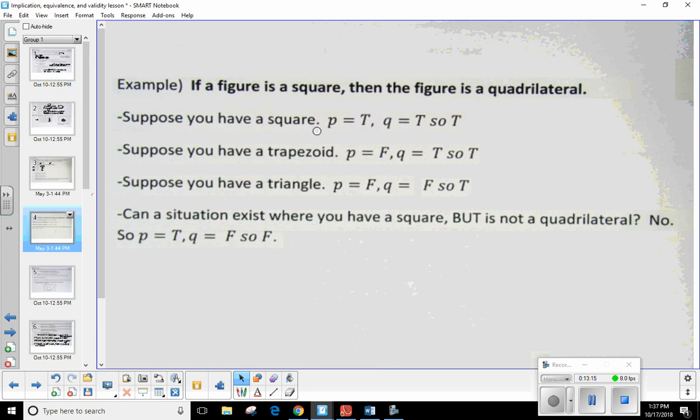Suppose you have a square. Well, if you have a square, then that's going to be a quadrilateral, right? So that's your true, true scenario. So that is true. So suppose you have a trapezoid. Is a trapezoid a square? No. So that's false, but is it still a quadrilateral? See, that's true, so it's still a true statement.